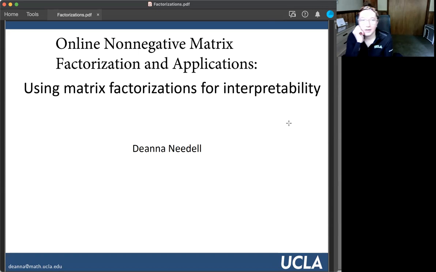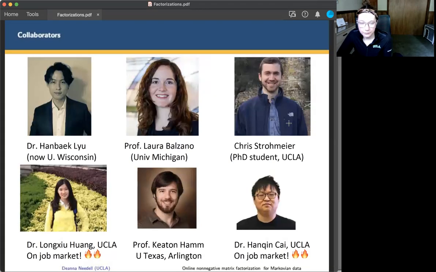Okay, so the title is Online Non-Negative Matrix Factorization Applications, but I added a few slides about some recent work in CUR decompositions as well. So I'm under the more general theme of using matrix factorizations and tensor factorizations for interpretability. That will be the theme throughout. About half the talk is some new theoretical work, and then the rest will be a bunch of applications. And I can go through any of that quickly or slowly, depending on how interested you all are.